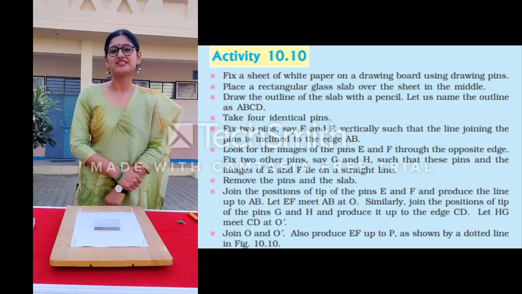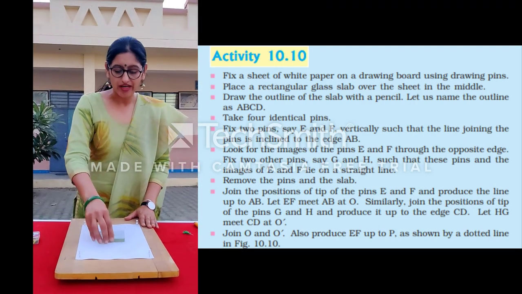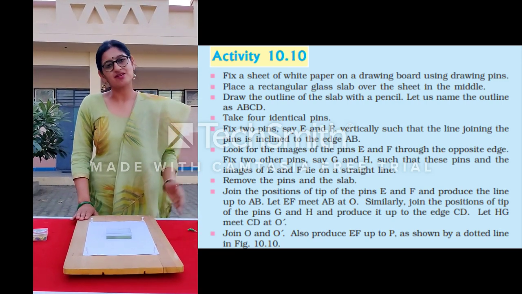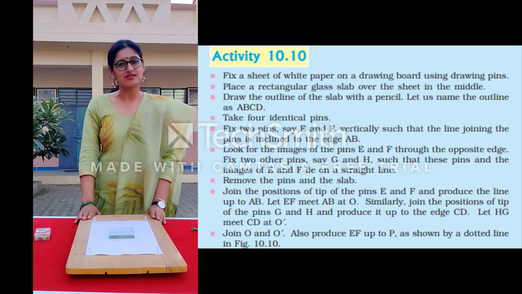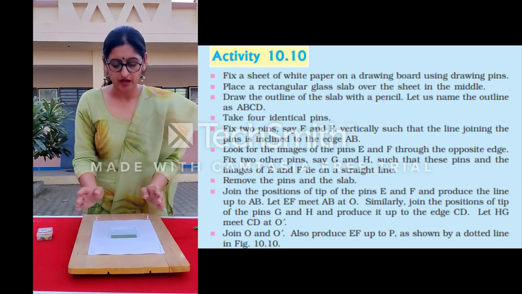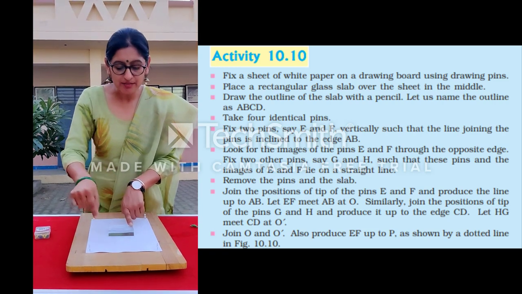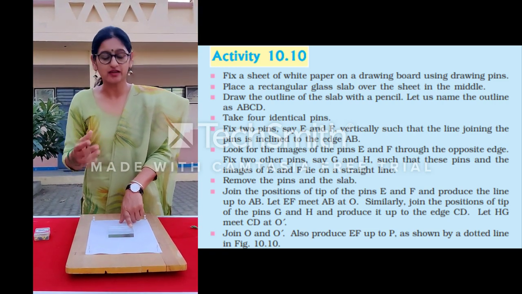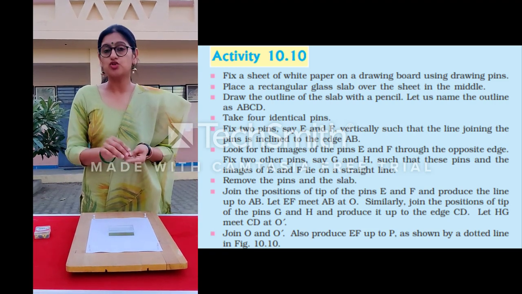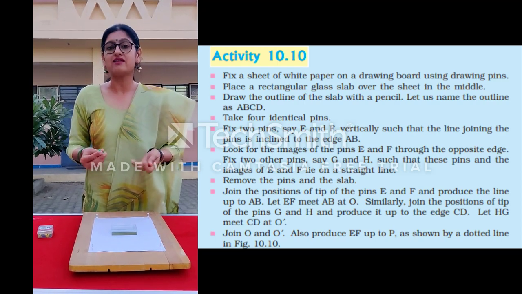Yes student, in our next activity, we have again a glass slab, a white paper, a board, some pins, pencil, scale, eraser, etc. So let us start this activity. Firstly, we put a white sheet on a board. At the center of the paper, put the glass slab. Mark the boundary of the glass slab and then take four identical pins and put two pins as an incident ray and the other two pins as a refracted ray.